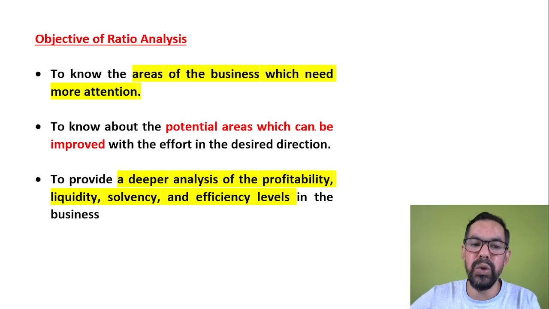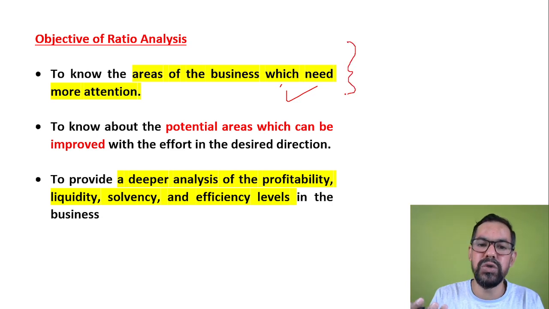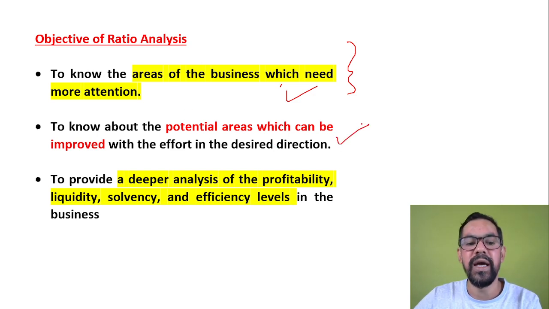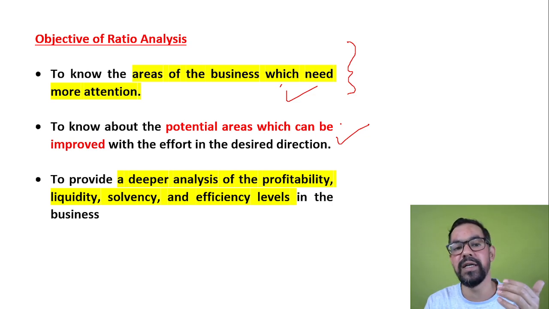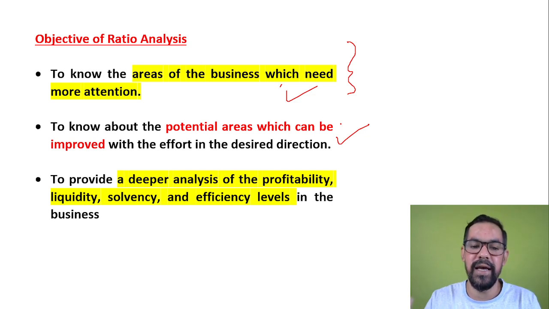First, to know the areas of business which need more attention; on the basis of functional ratios you can calculate that. Second, to know the potential areas which can be improved with efforts in the desired direction. If you use different ratios, you can know the focus areas for that particular business.